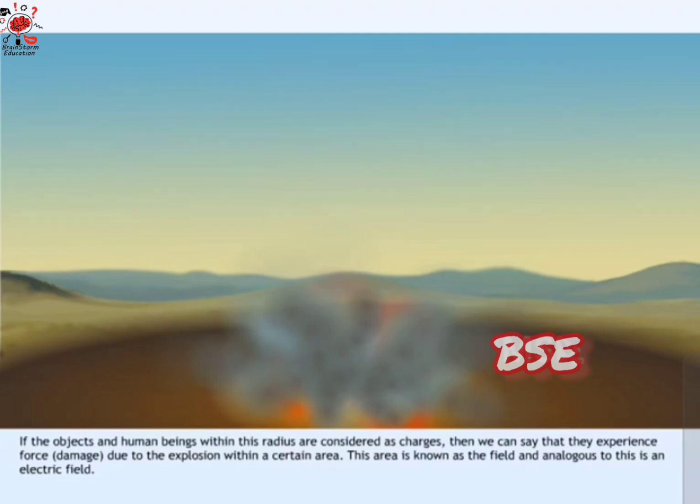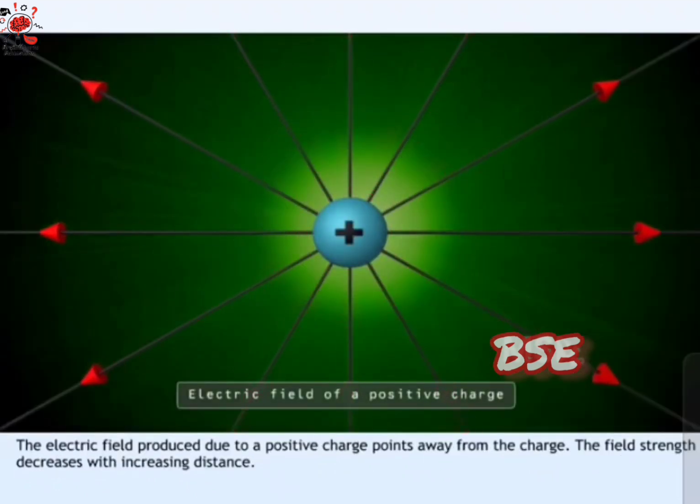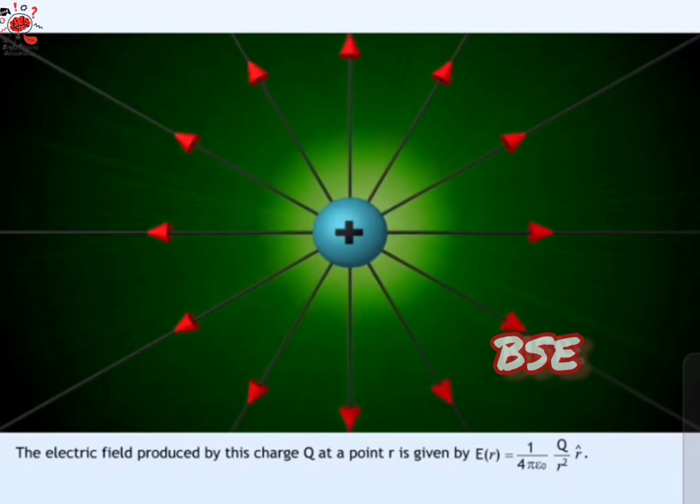Now that we have a general idea about an electric field, let us investigate its nature. The electric field produced due to a positive charge points away from the charge. The field strength decreases with increasing distance. We can see here that there is a positive charge at the center and the arrows are coming out of the positive charge. The electric field produced by this charge Q at a point r is given by E(r) = 1/(4πε₀) × Q/r² × r̂.